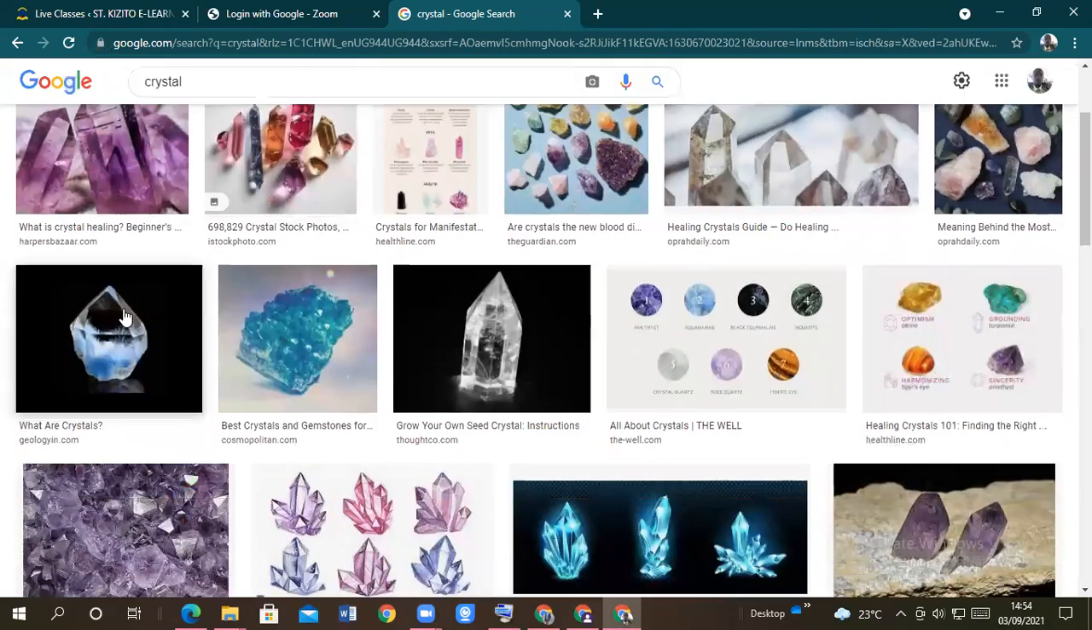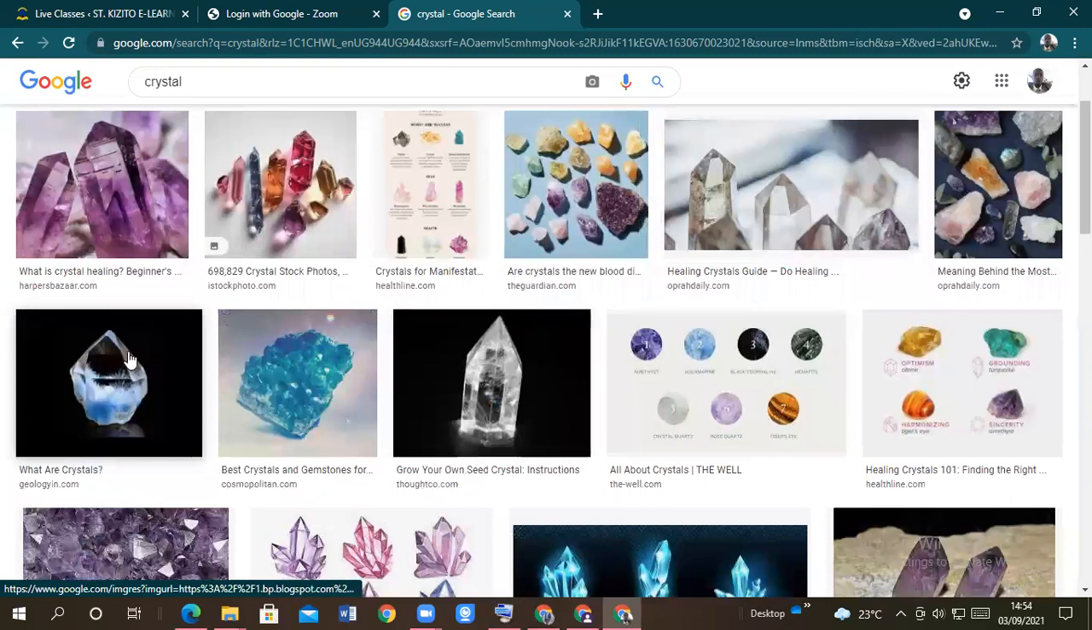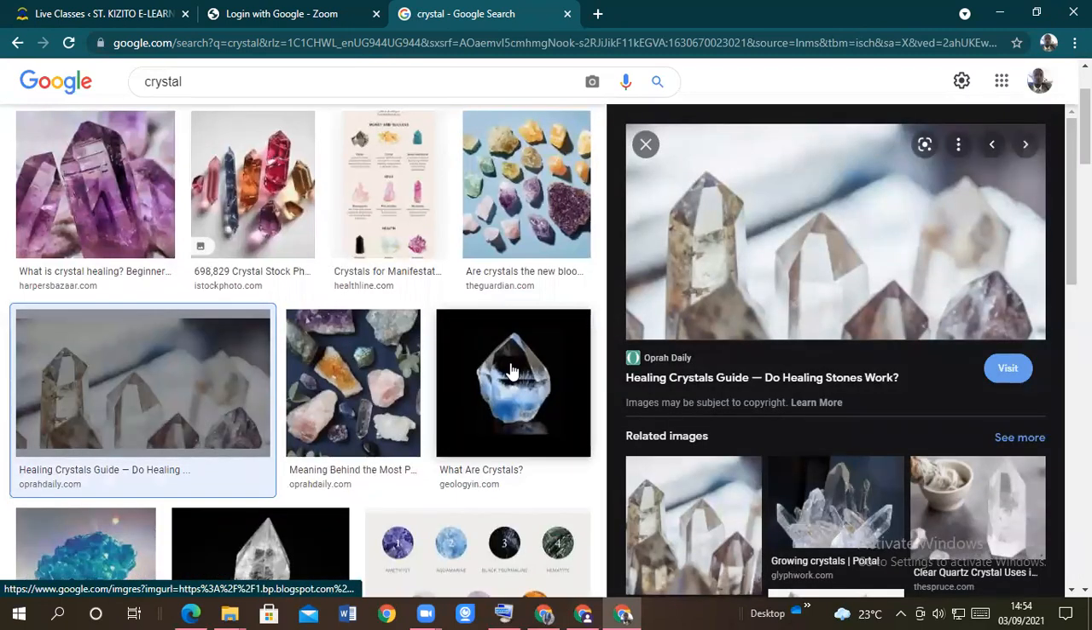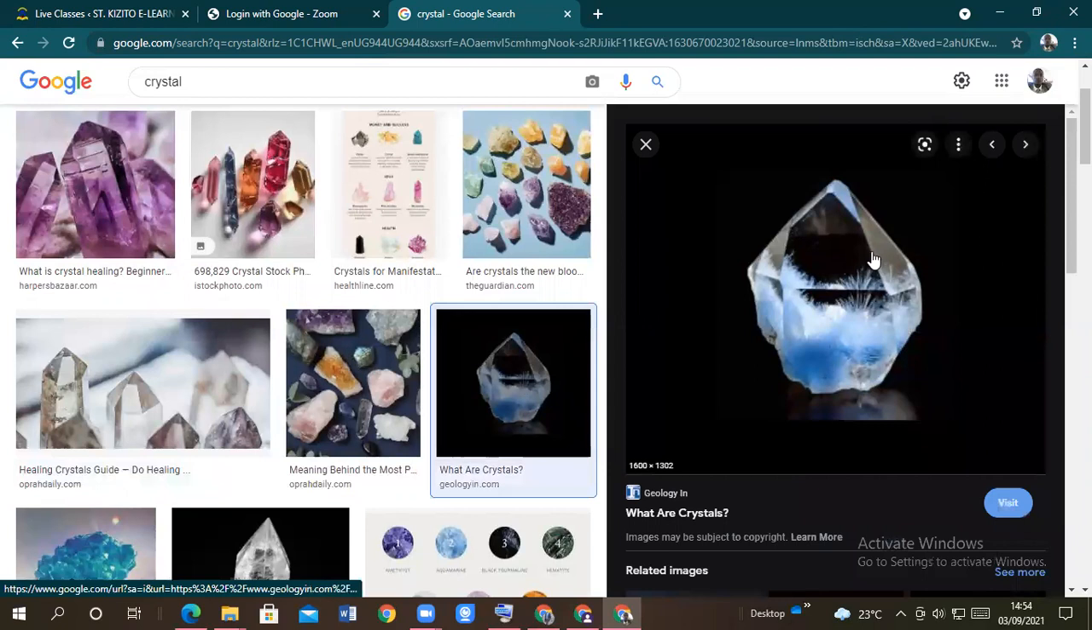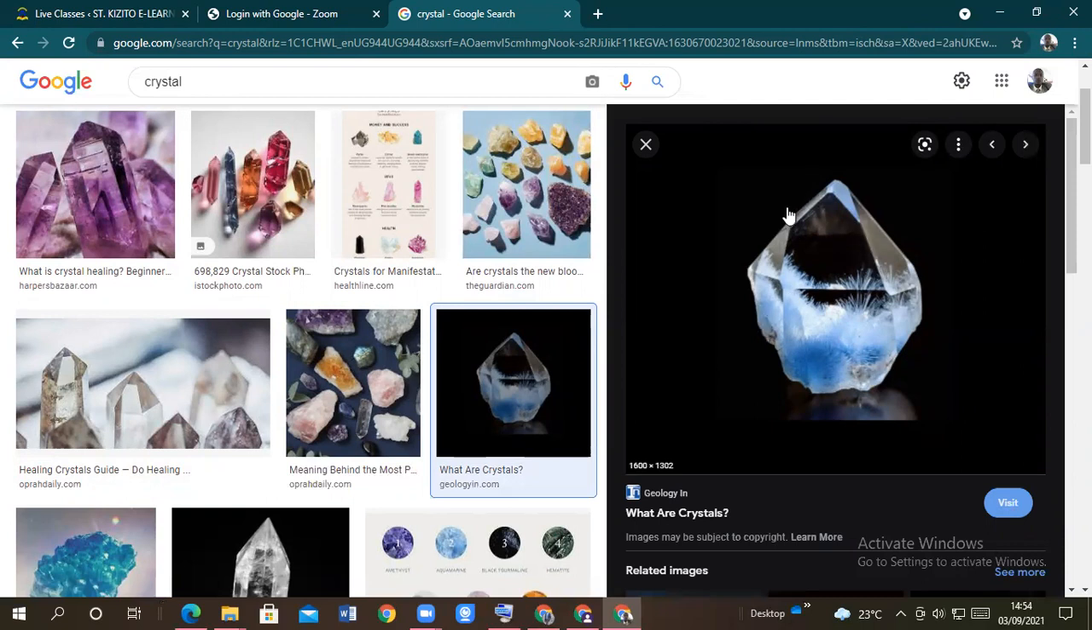Have you seen them? You look at this one. Have you seen this? This one. You have seen it. Doesn't this look like a sugar crystal? So if this is the way it looks like, then it means that sugar is also what? A crystal. You get it?